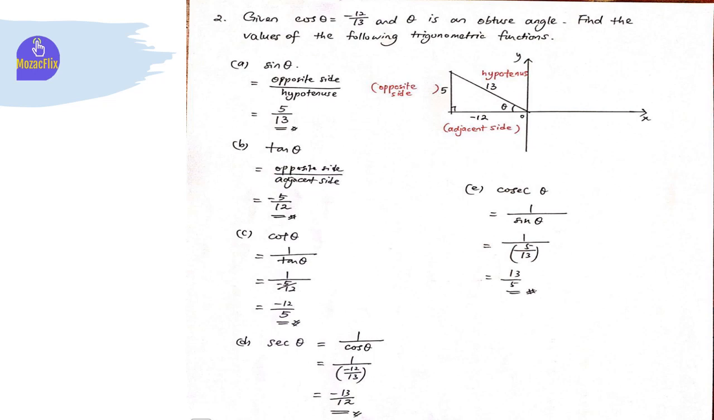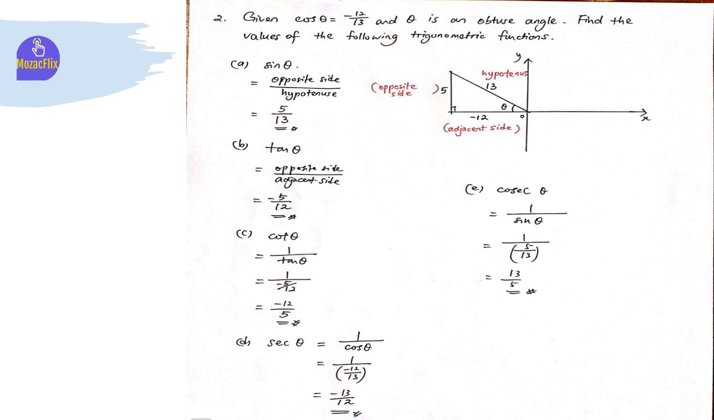So part A, sin theta. Sin theta equals opposite side over hypotenuse. So from here, we get 5/13. For part B, tangent theta. As we know, tangent theta equals opposite side over the adjacent side. So again, from the diagram, we get the answer -5/12. Look at part C, cotangent theta. Cotangent theta equals 1/tangent theta, and the tangent theta value is negative 5 over 12. So we substitute, 1 divided by negative 5 over 12, and you get negative 12 over 5.